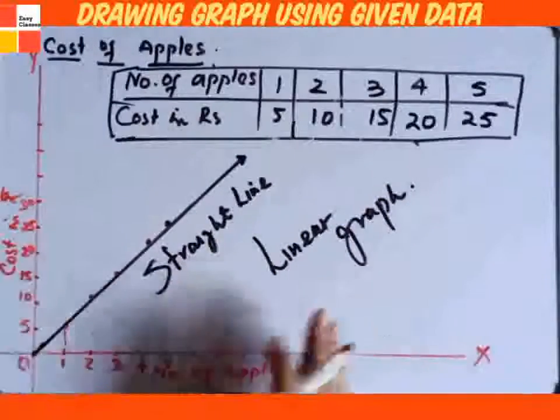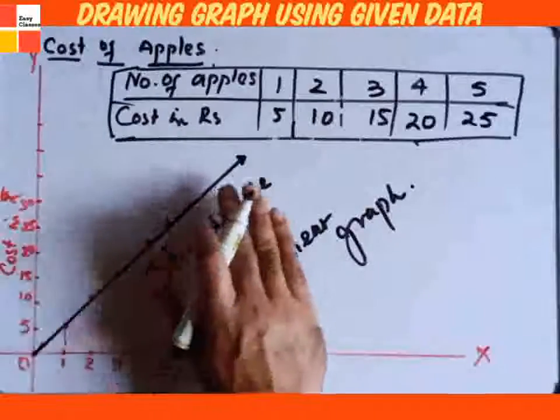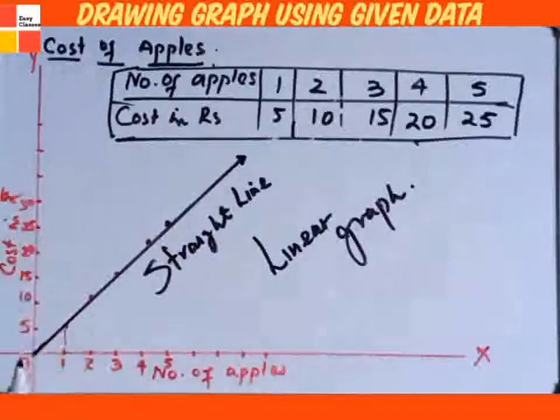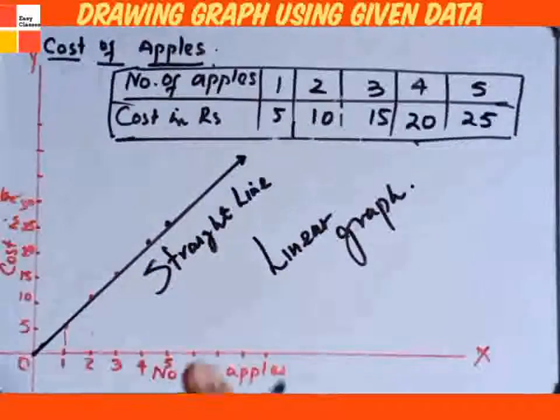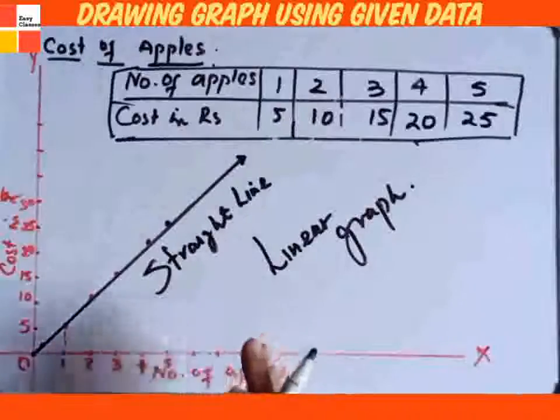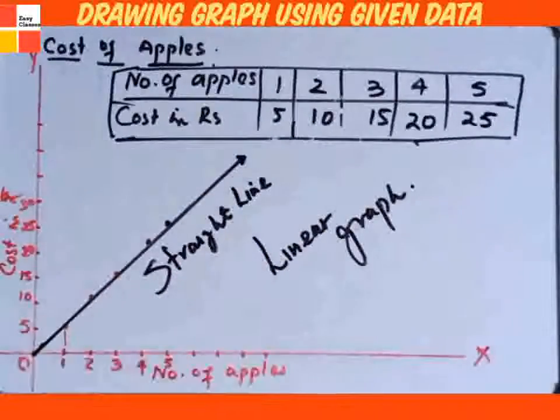But it's not necessary that a linear graph always passes through the origin. A linear graph cannot always pass through the origin, okay. The point is that a linear graph is one in which we get a straight line, whether it passes through the origin or not. So that's called a linear graph, right.